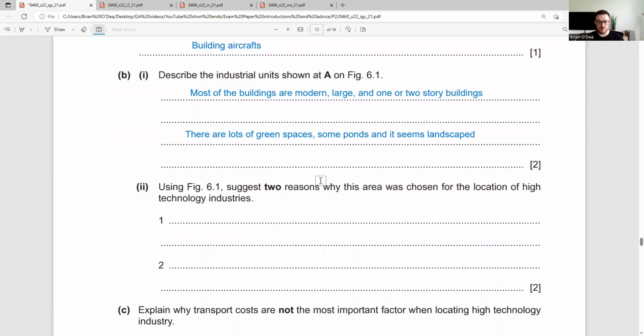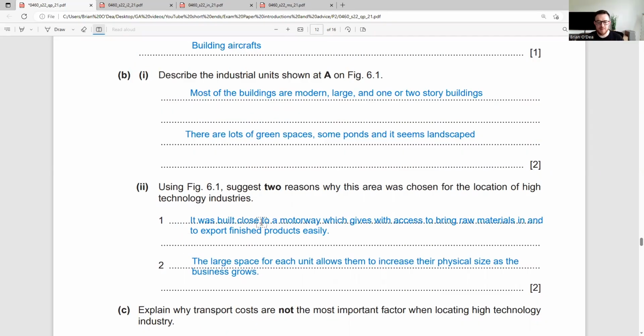The next one here, we can see 2 reasons why it was chosen, further location. So now you can look at internal factors, but you can look at external factors. Like we mentioned, for example, the motorway that was there, always a really important one. So here we have, it was built close to the motorway, which gives it access to bring raw materials in and to export finished products easily. A large space for each unit allows them to expand their physical size and for businesses to grow.